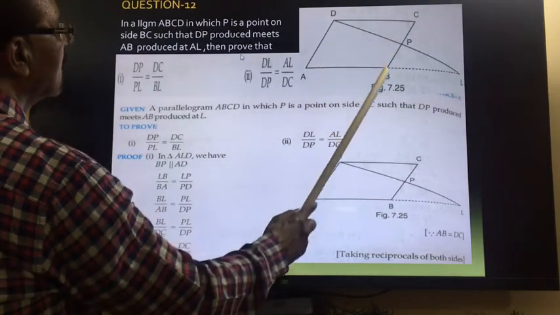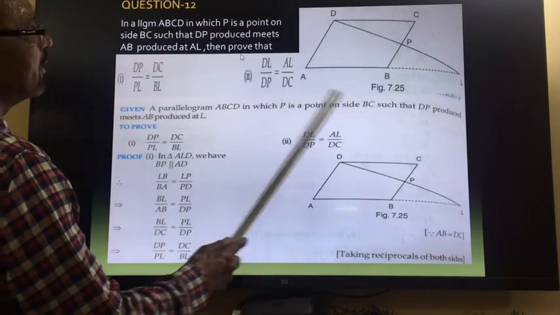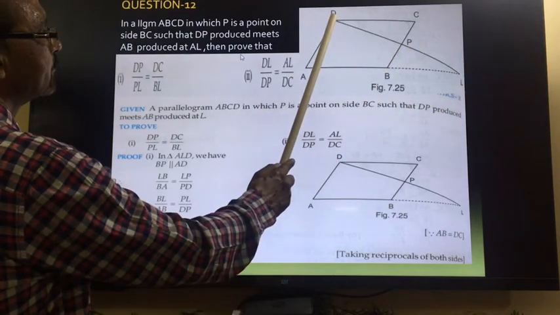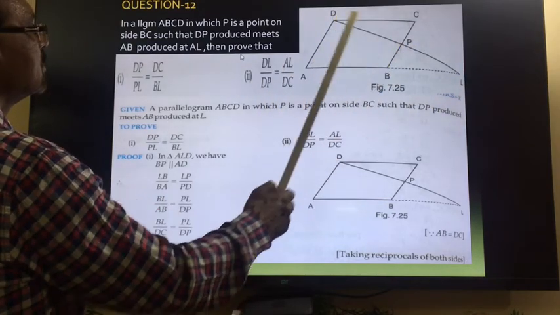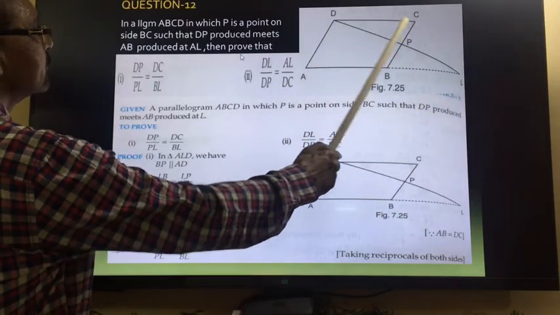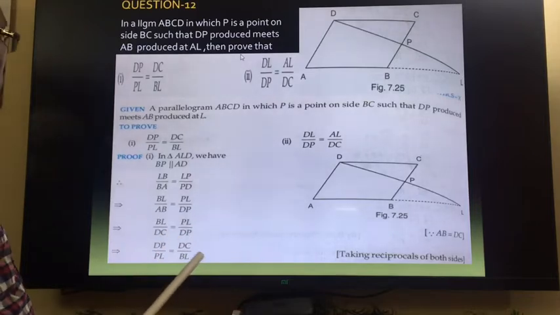So DC upon BL, this we have to prove. Second part we have to prove DL upon DP, so DL upon DP is equal to AL upon DC. So these two results we have to prove one by one. So I am taking one by one.